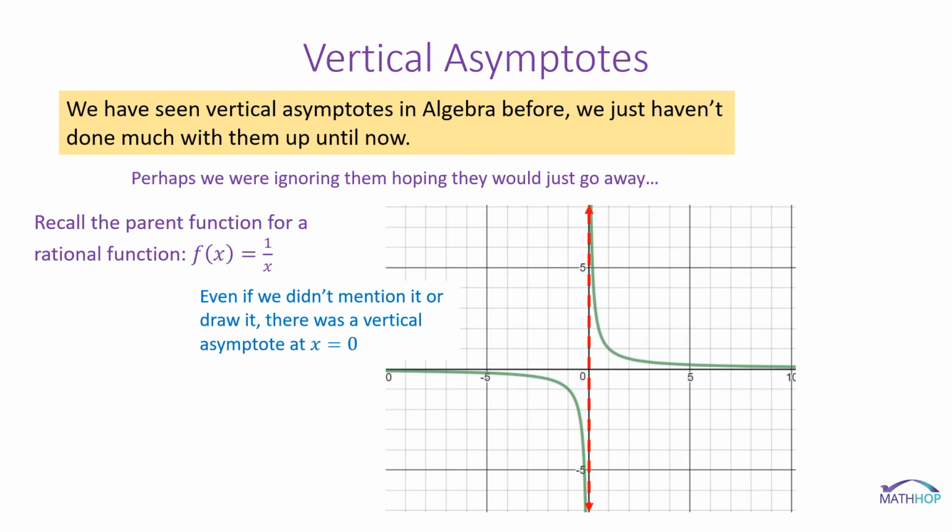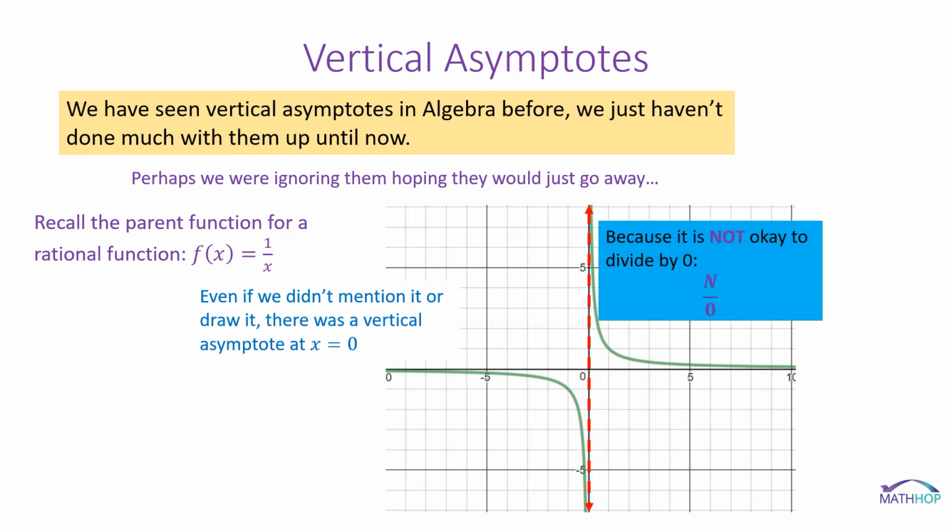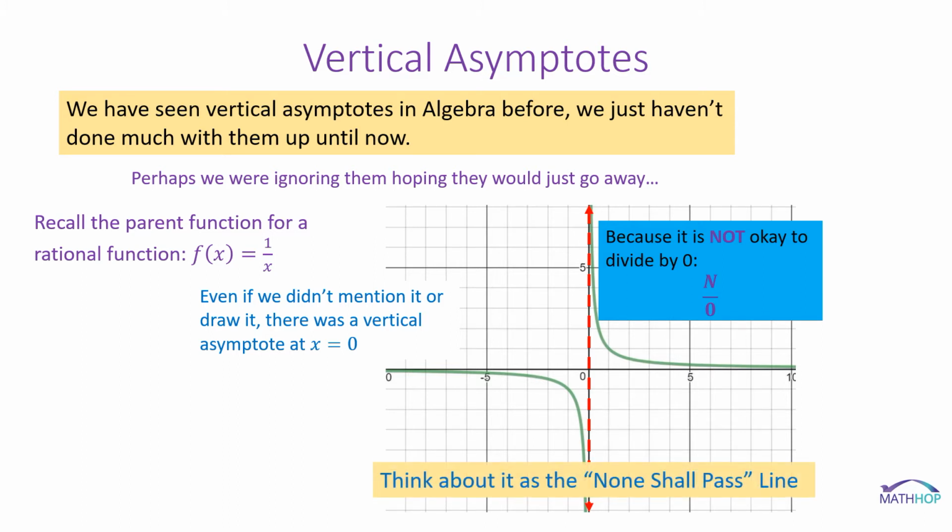It was a line that the graph never passed at x equals 0. And that kind of made perfect sense to us. We knew you couldn't divide by 0. We had learned NO, it is not okay to divide by 0. So we understood that this graph would never pass that vertical line. So if you are a Monty Python fan, just think of it as the none shall pass line, right? Because the graph will never pass that vertical line.